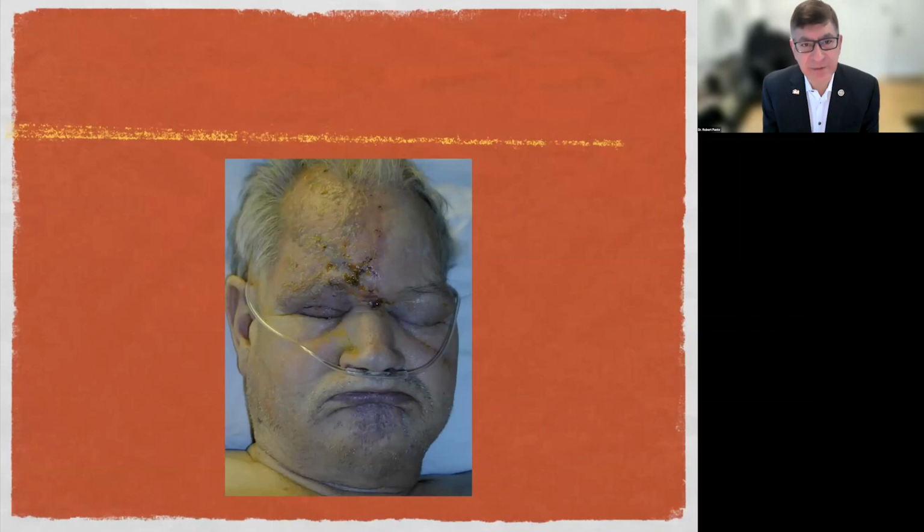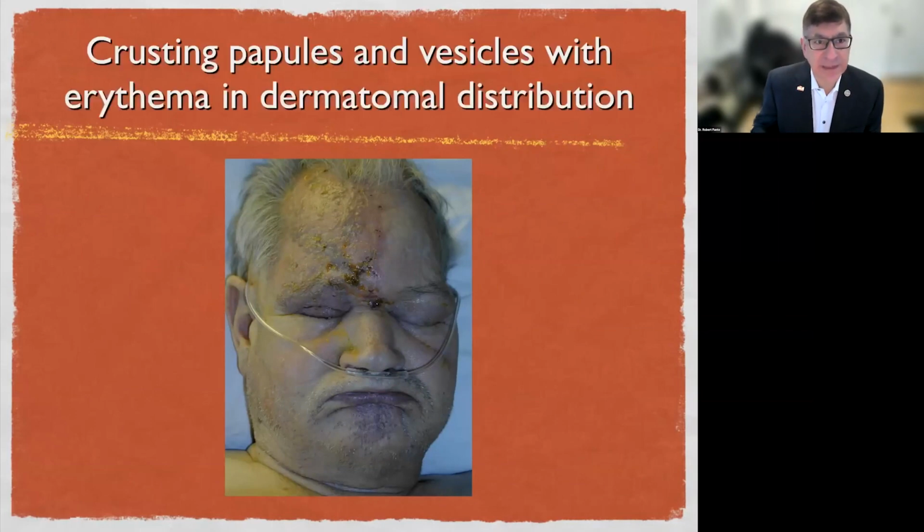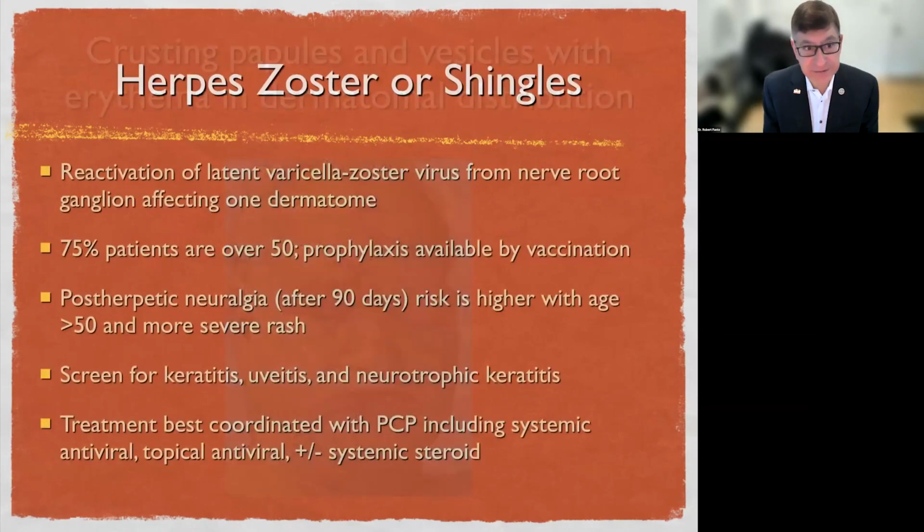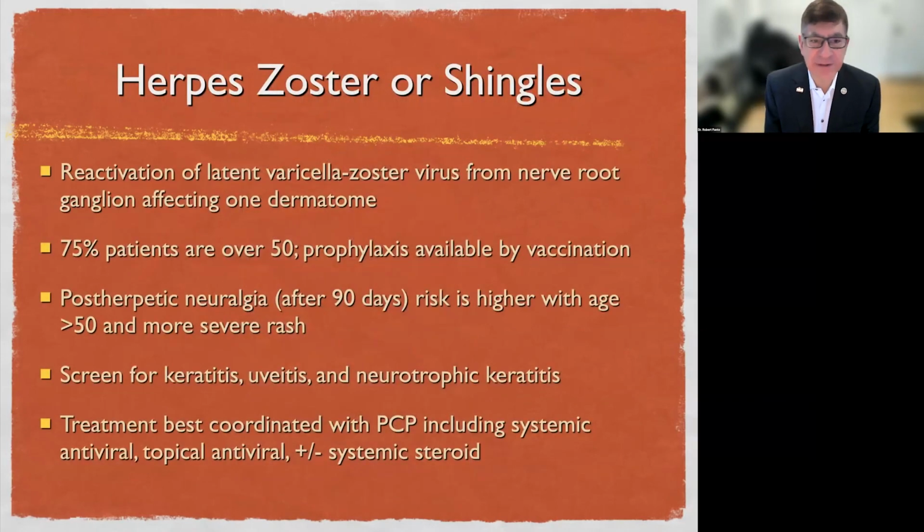This one should be immediately evident to most of you. As you know, this could be described as crusting papules and vesicles with erythema in a dermatomal distribution. And this is herpes zoster or shingles. As you know, this is caused by reactivation of a latent varicella zoster virus from nerve root ganglion, affecting one dermatome typically. Most patients are over 50. There is vaccination available that provides excellent prophylaxis.